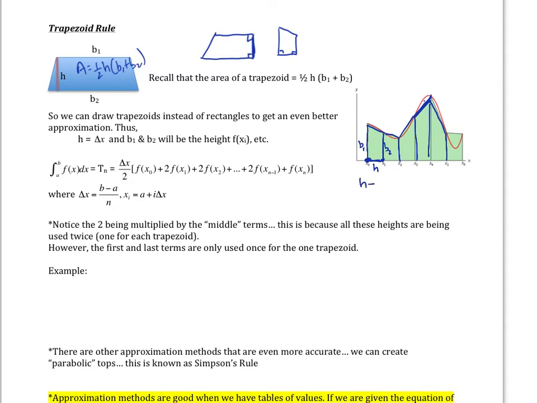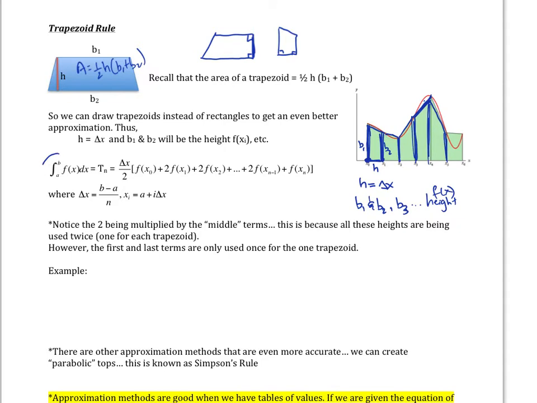Your h with a trapezoid will be your delta x. Delta x will be the h, and base 1, base 2, and base 3, etc., will be the height this time. This will be your f of x value. So this is f of x1, or you could say f of x0, however you want to say it. You can say this is f of x1, then f of x2, f of x3, f of x4, f of x5.